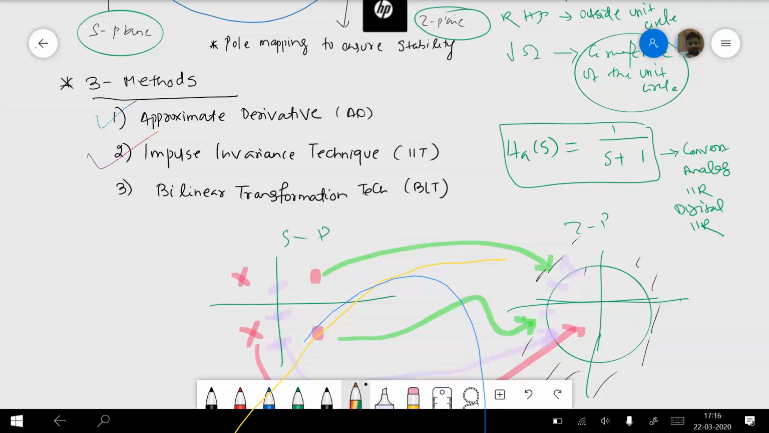Second is the impulse invariance technique. Third is the bilinear transformation technique. These are the three techniques we are going to see one by one.